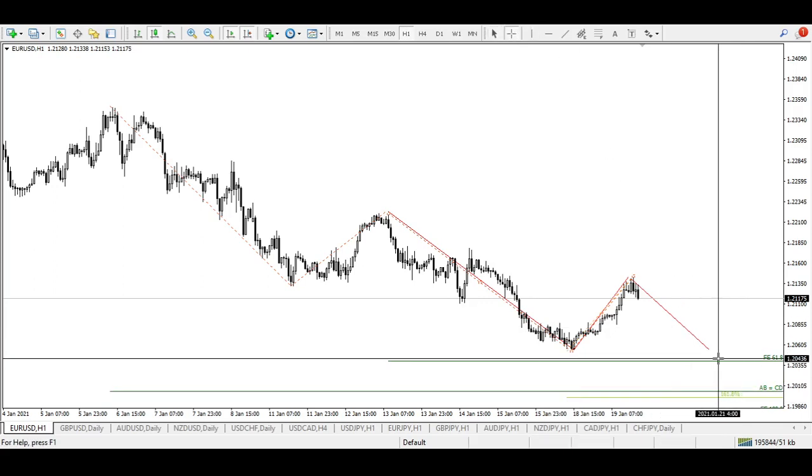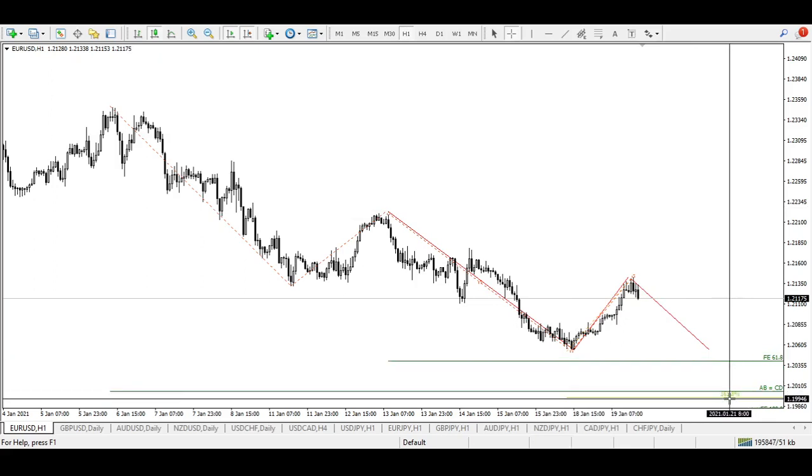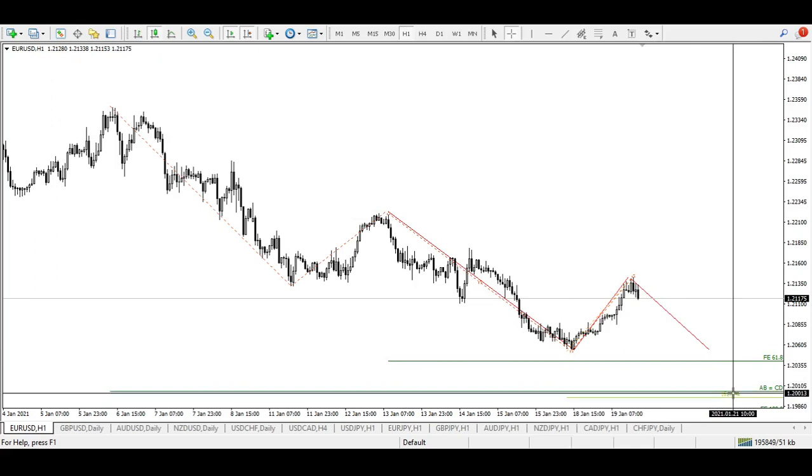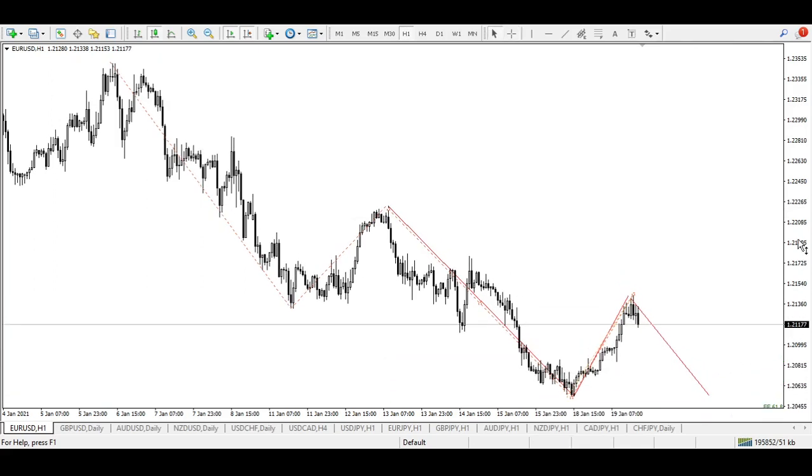So this is the first target, and this cluster made by AB equals CD and 161.8%, which was the completion point three times, is the final target. So that's all about the target.